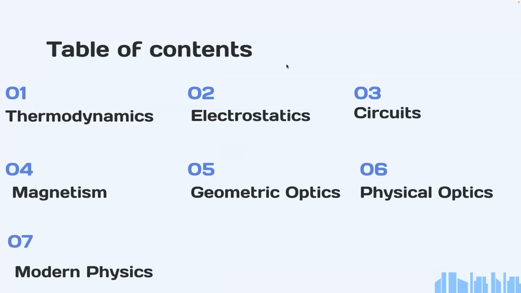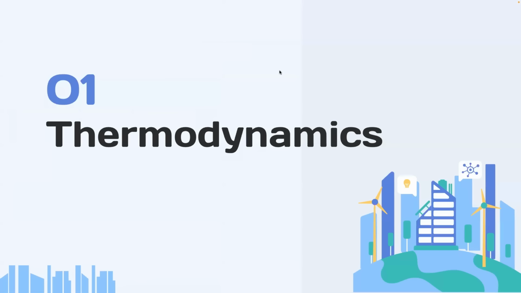So here's our table of contents. First, we're going to do thermo, then electrostatics, then circuits, then magnetism, then geometric optics, then physical optics, and finally modern physics. Okay, first thermodynamics.